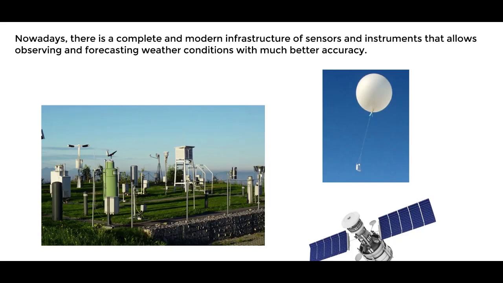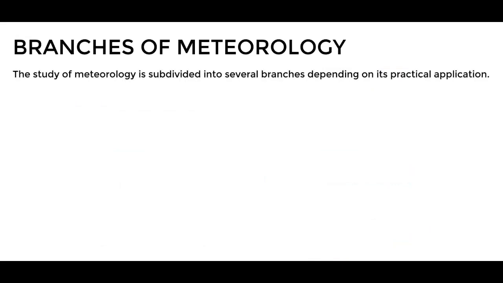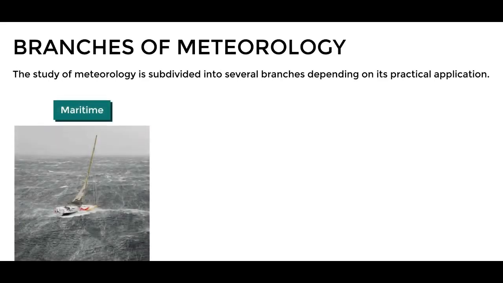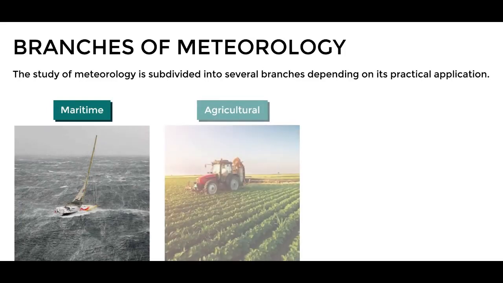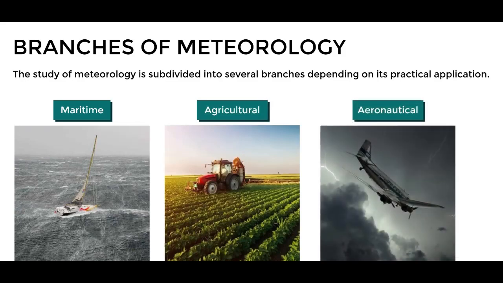Now, it is important to mention that not all meteorological reports and forecasts are the same, since meteorology is subdivided into different branches depending on its practical application. For example, there is maritime meteorology that focuses mainly on the phenomena and variables that affect the navigation of vessels. There is also agricultural meteorology that focuses on the atmospheric conditions that affect crops. And obviously, we also have aeronautical meteorology, which focuses specifically on the phenomena and conditions that can affect air operations.